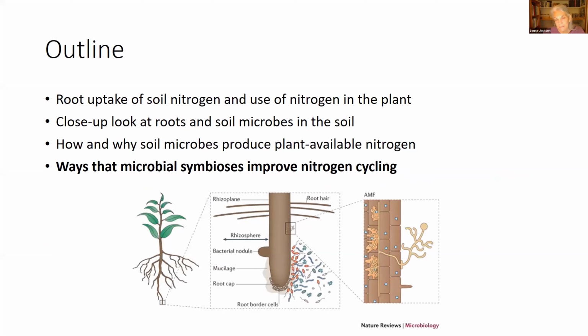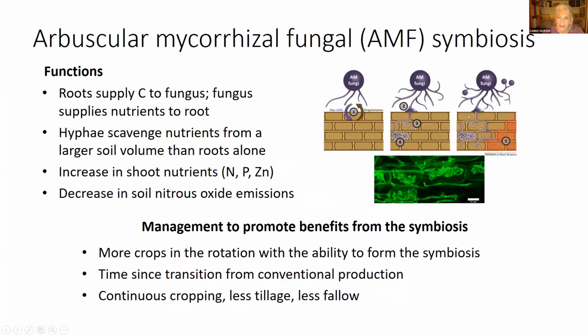Now I'm going to talk about ways that microbial symbioses improve nitrogen cycling. So here's a diagram of the arbuscular mycorrhizal fungi and a little more detail here. For arbuscular mycorrhizal fungi, which are a very specific type of species, the spore germinates on the outside of the root, and then hyphae grow, like here, in between the cell walls.